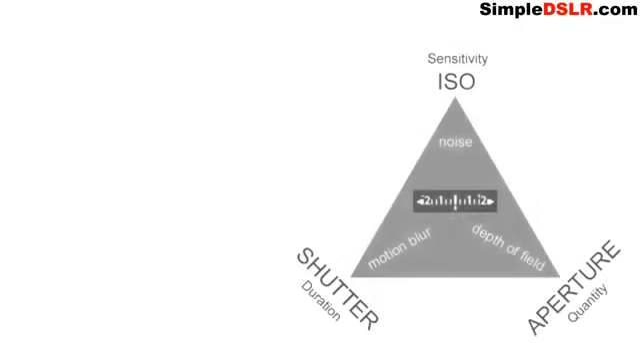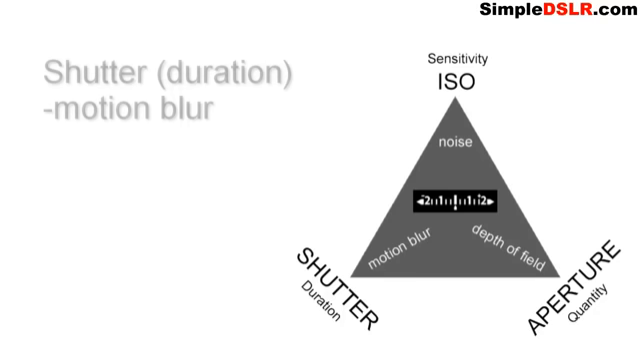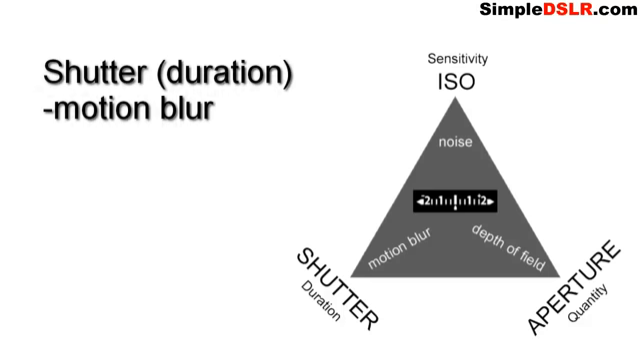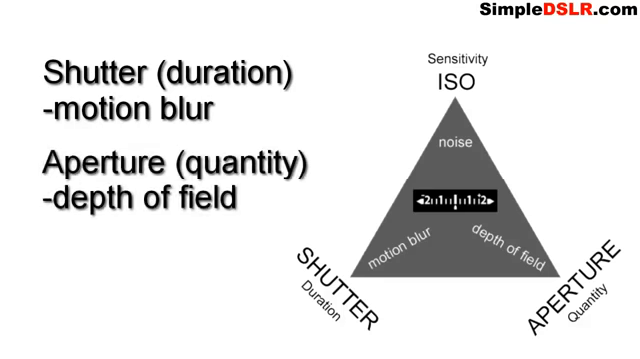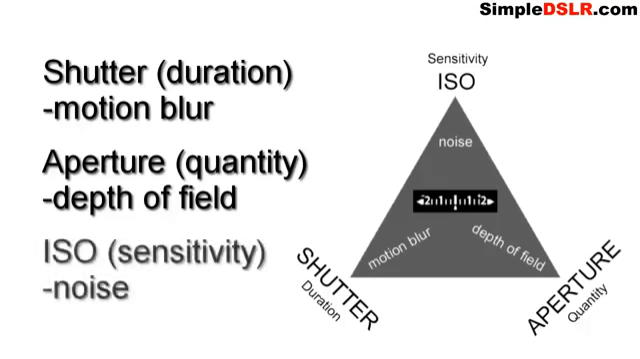And for what these mechanisms do, they also have certain side effects, and it's those side effects that unlock all the cool creative possibilities that you can do in photography. For example, the shutter controls duration, and the side effect of that is motion blur. The aperture controls the quantity of light, and the side effect of that is depth of field. The ISO controls the sensitivity of the image sensor, and the side effect of that is noise. Let's look at these in detail. We'll start with the shutter.